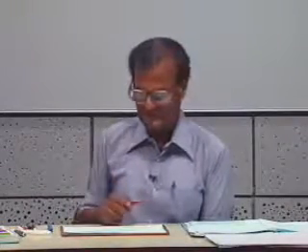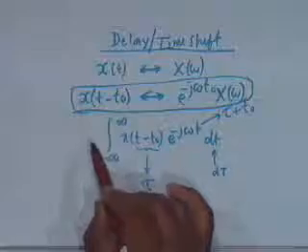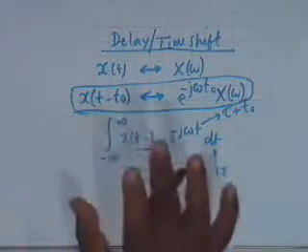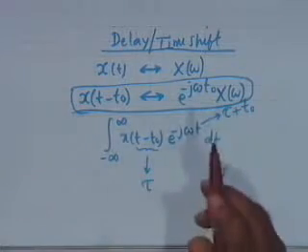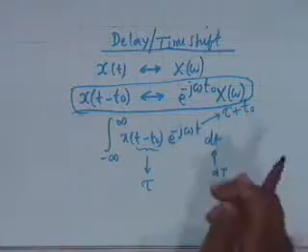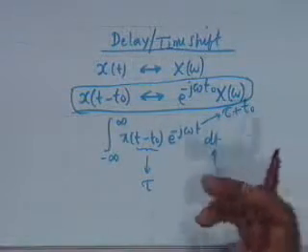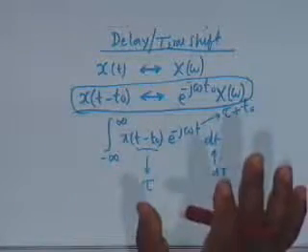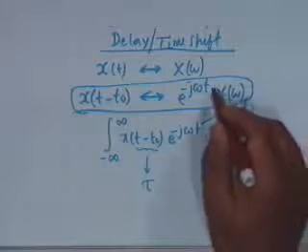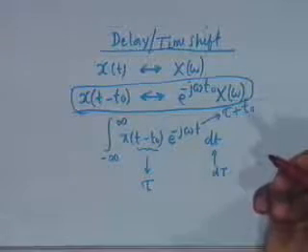So this is the relation. If you have a time delayed signal, this would be very important in our work in the future, in further properties. If a signal is delayed by an amount t0, all that happens is that the Fourier transform gets multiplied by an exponential e to the minus j omega t0. The question: what happens to the amplitude spectrum? Nothing happens, because the amplitude of e to the minus j omega t0 is 1.